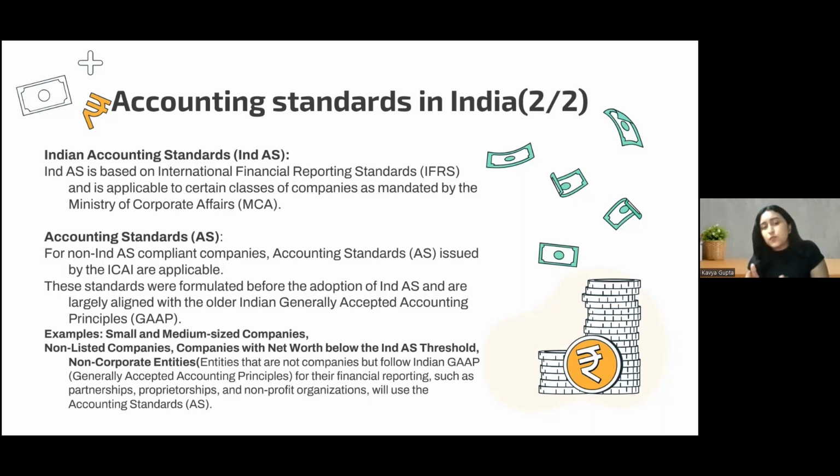Now, I just spoke about the Indian Accounting Standards and I said that most of the listed companies follow this. But what then is followed by other companies? As I said, the accounting standards are followed by the small and medium sized companies, the non-listed companies, the companies which have a net worth below the Indian Accounting Standard threshold. So if you go to Google and simply type what is the Indian Accounting threshold, you will be able to find the answer. So do some sort of analysis, go beyond, and try to find answers to these questions.